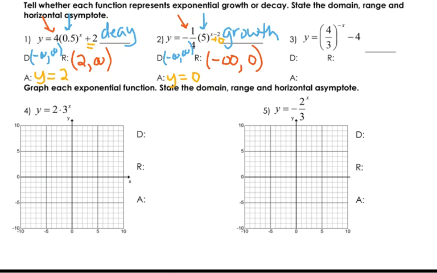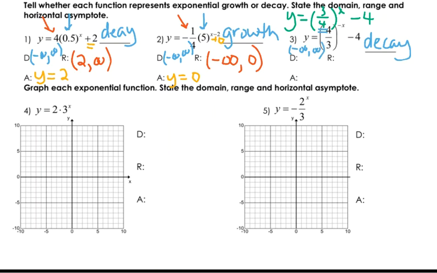Alright, last example here. Please be careful. Notice that there is a negative exponent. A negative exponent means that we're going to flip our fraction. So let me see if I can fit this in here. Alright, so I rewrote it. y equals 3/4 to the positive x minus 4. So if it would have stayed a 4/3, then it would have been a growth. But now that it's 3/4, that's smaller than 1, so this is a decay.